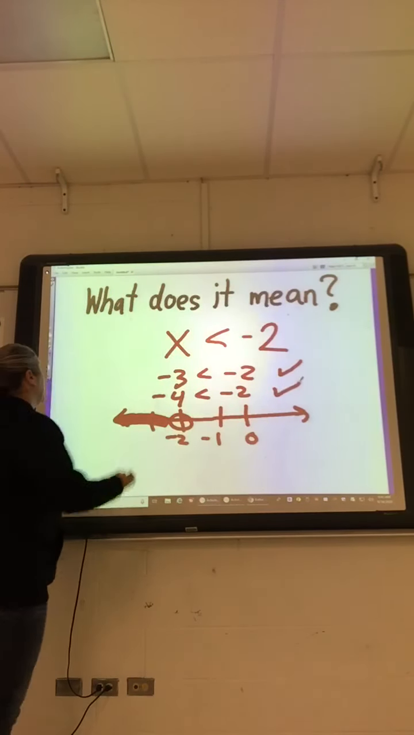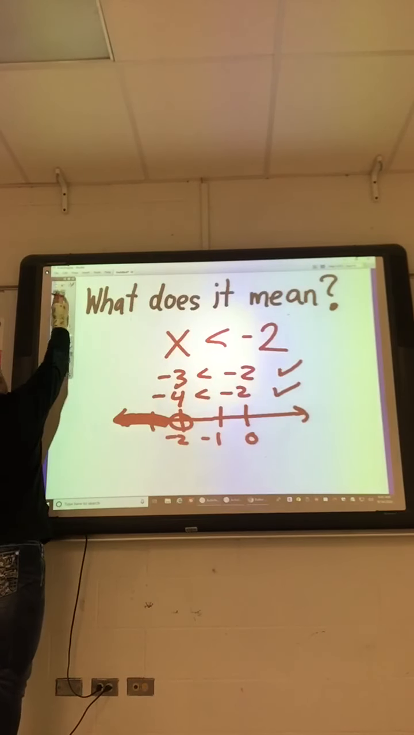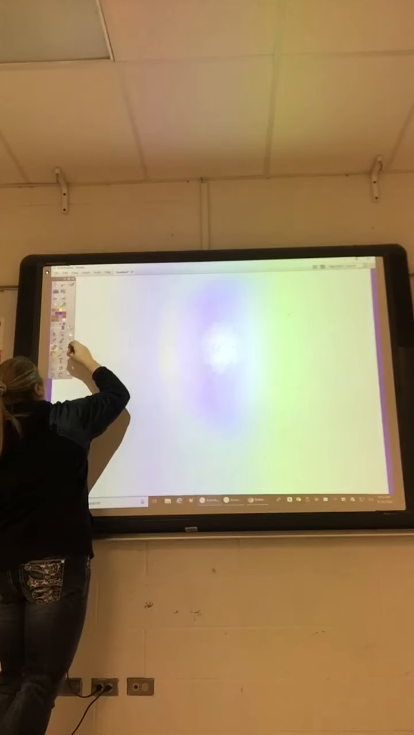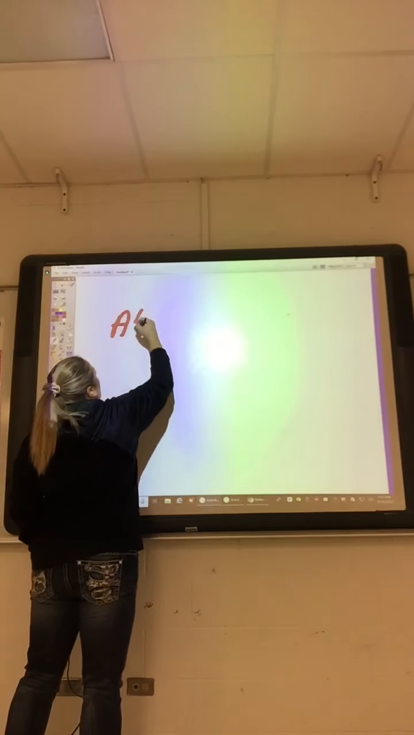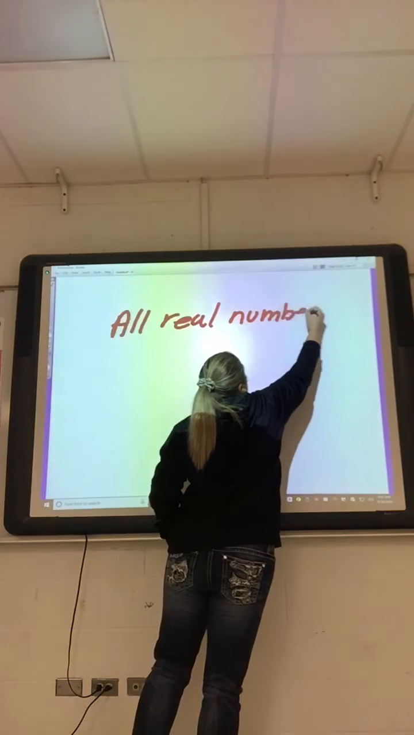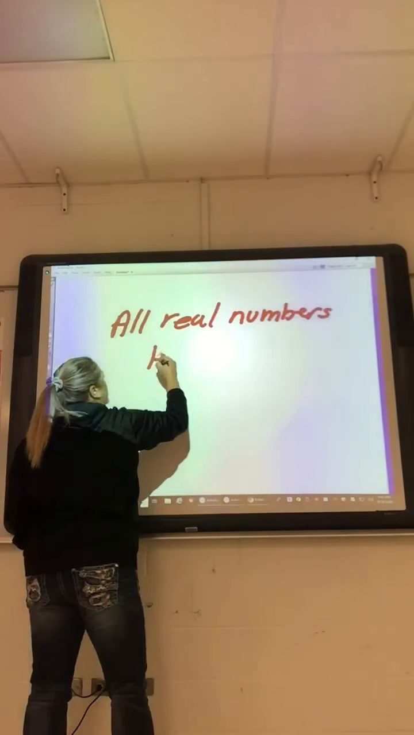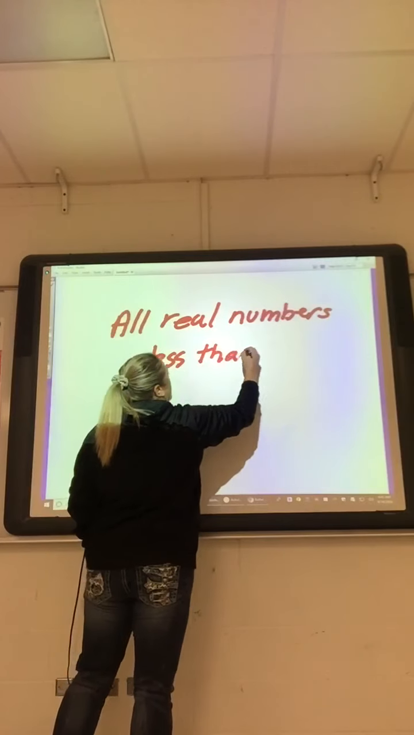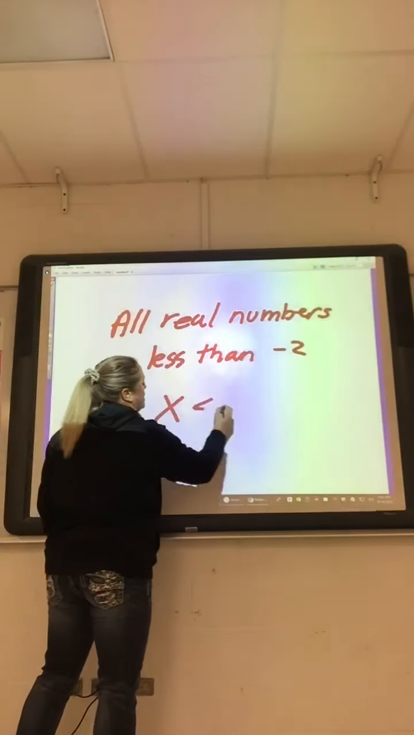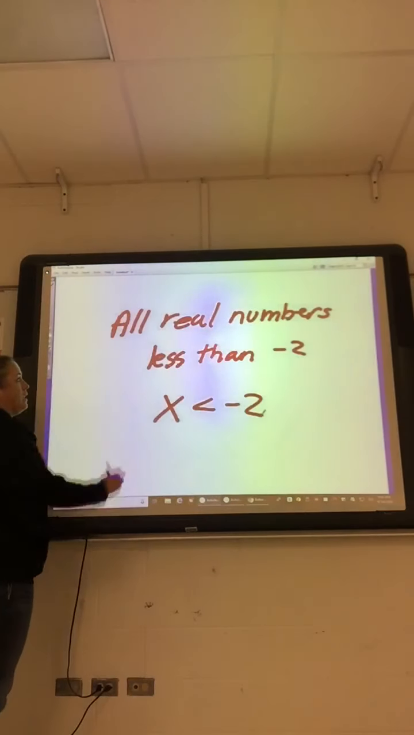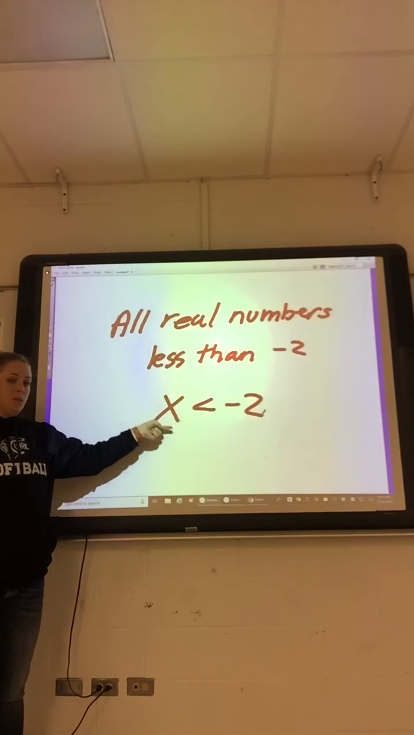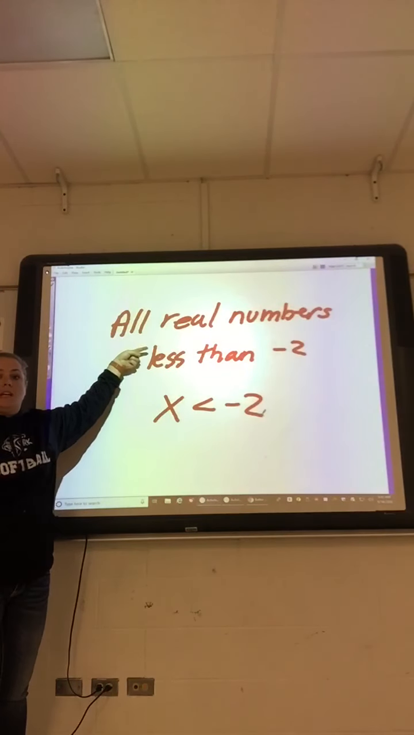Then you also sometimes will see an answer choice that says all real numbers less than negative 2. That is the same thing as saying this right here. These are equivalent. Sometimes you'll see an answer choice written this way, and sometimes you'll see an answer choice written that way.